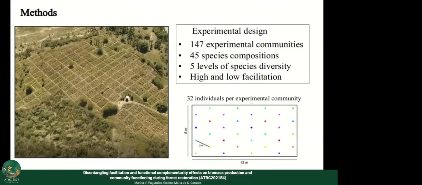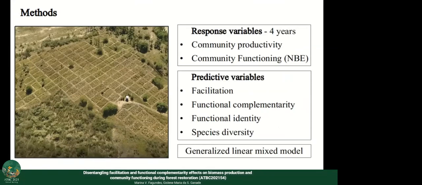We built 147 experimental communities with 45 compositions, 5 levels of species diversity with high and low facilitation. And during 4 years, we measured as response variable the community productivity as the leaf biomass production and the community functioning calculated through the net biodiversity effect. And as predictive variables, we used the facilitation, the functional complementarity of communities, functional identity related to each trait measured, and species diversity. We used then a generalized linear mixed model in order to understand how the predictive variables explain both of our response variables.